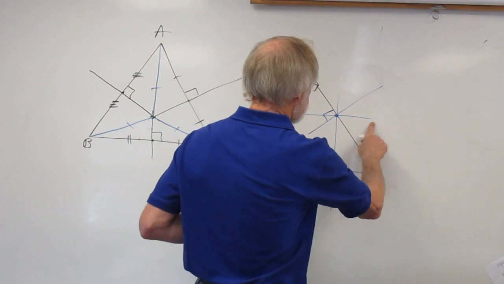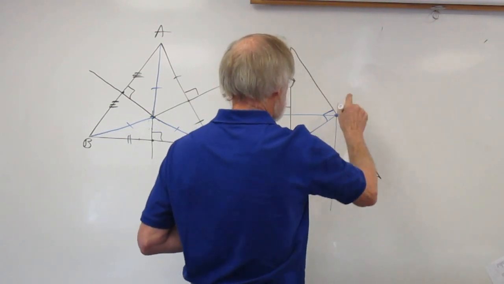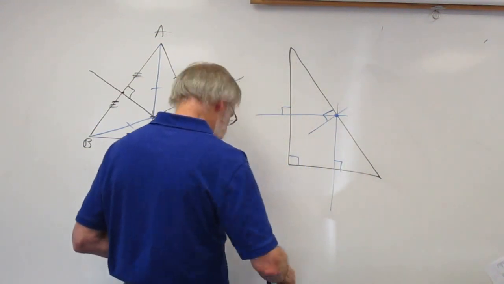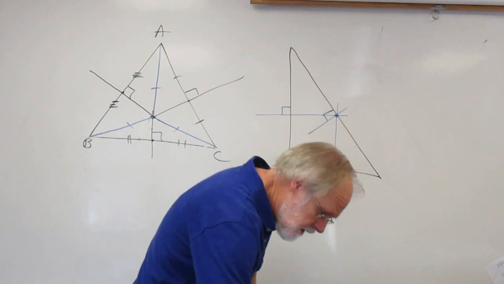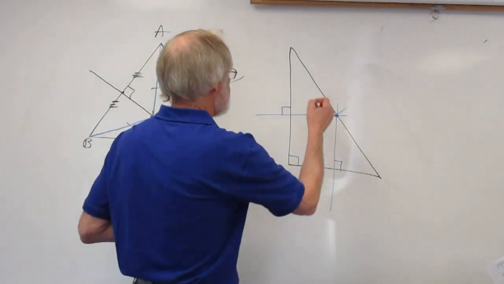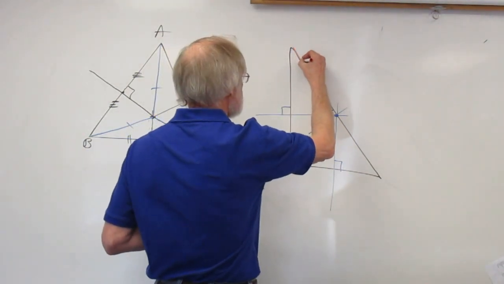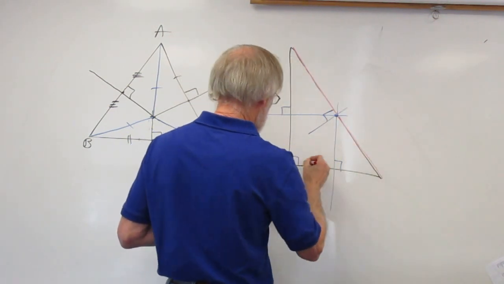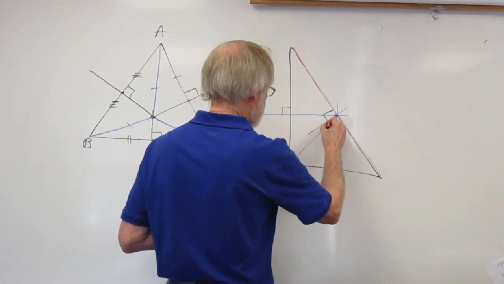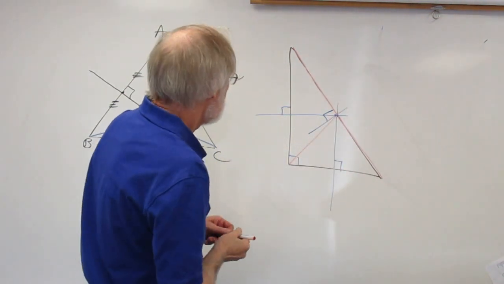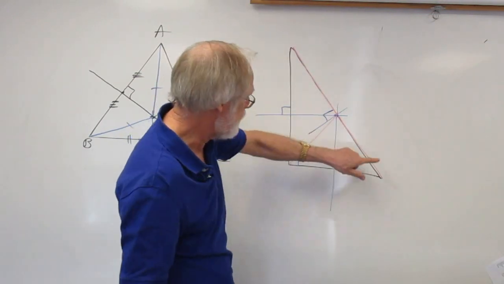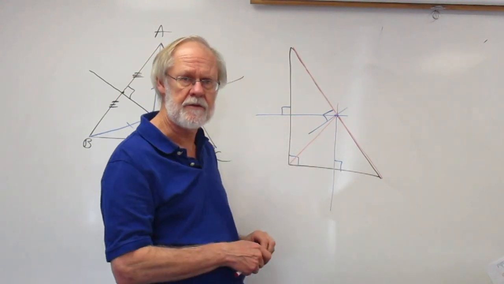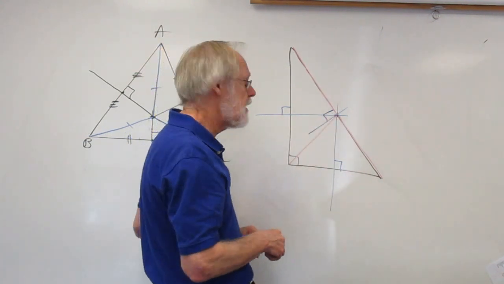So perpendicular bisectors meet at a point on the hypotenuse of a right triangle, and it is still equidistant from the three vertices. So this red line is equal in length to this red line, which is equal in length to this red line. Hopefully those can be seen on the camera. So the distance from here to here, from here to here, and from here to here is the same when you draw the perpendicular bisectors of a right triangle and they meet on the hypotenuse.